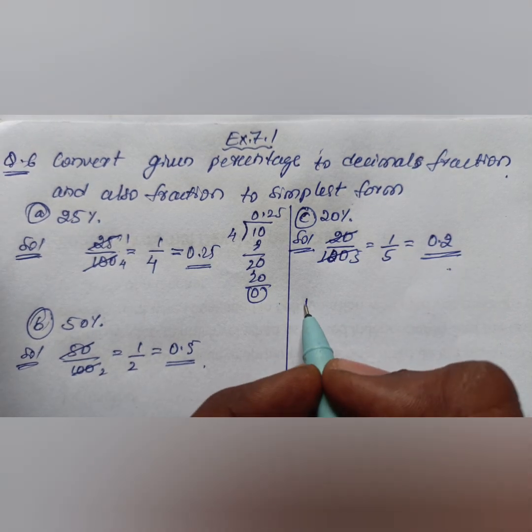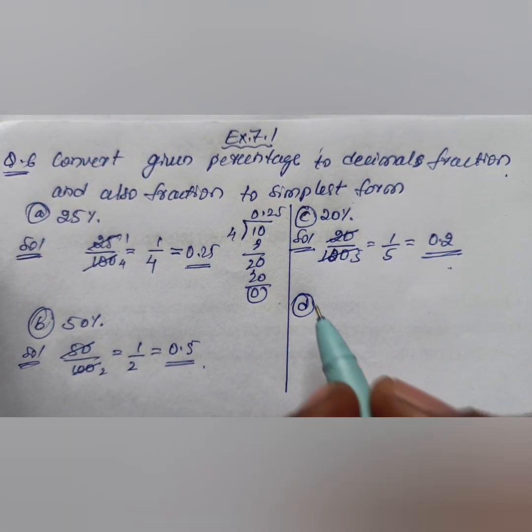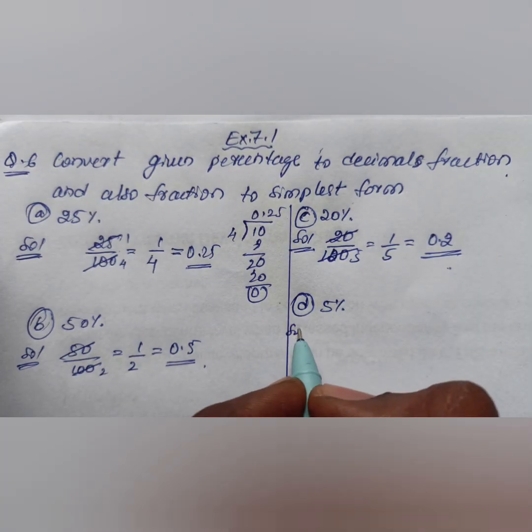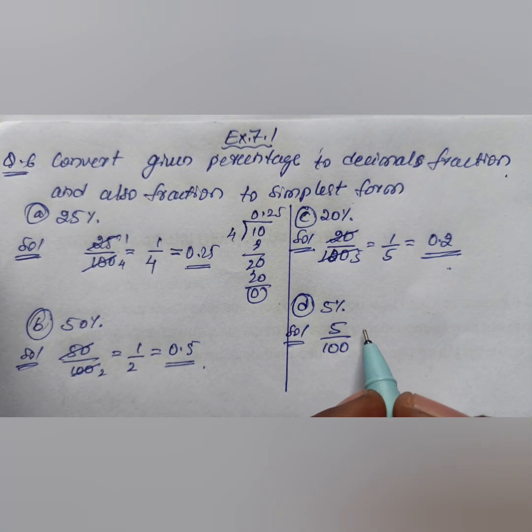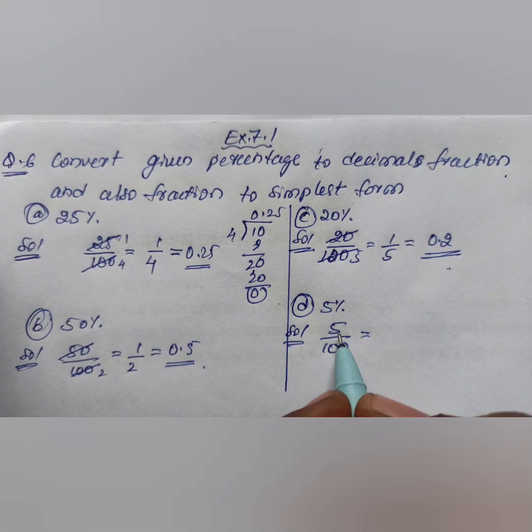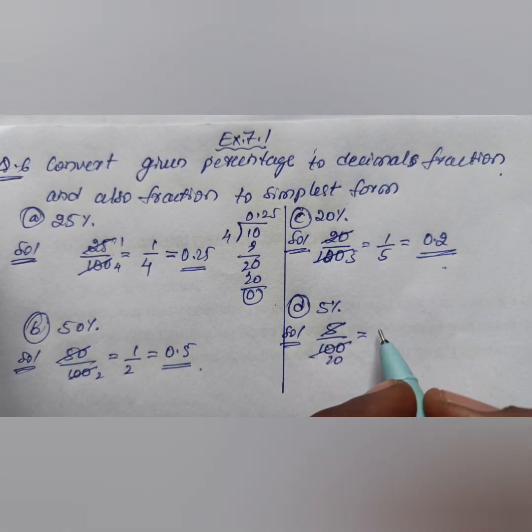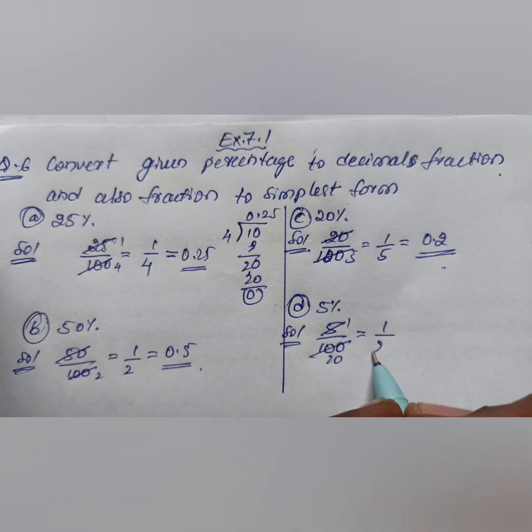Now we will see D. They have given 5%. So again 5% means we know 5 divided by 100. That is equal to 5 ones are 5, 5 20s are 100, so 1 by 20.